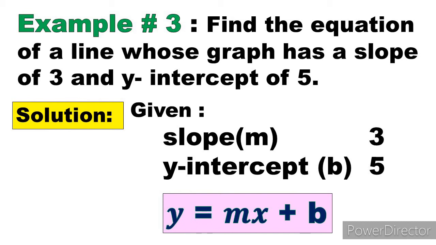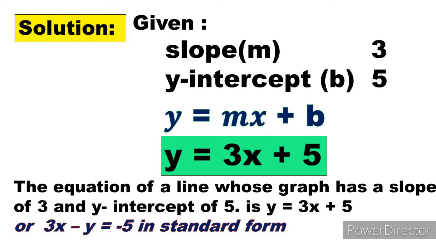And this is our solution since ang given ay slope at y-intercept. So, ang slope is m equals 3. And ang y-intercept natin, which is b, is 5. So, we use y equals mx plus b. And now, let's substitute y equals m is 3. So, we have now 3x plus b is 5. Therefore, we have y equals 3x plus 5.